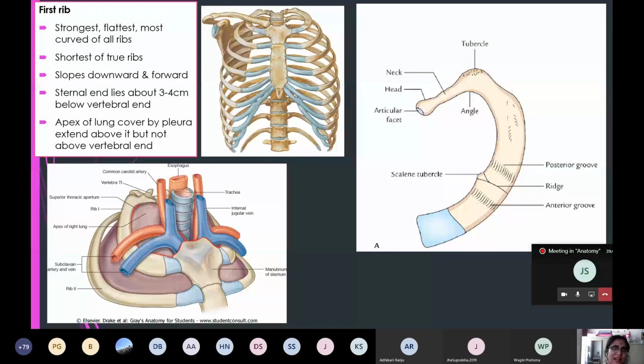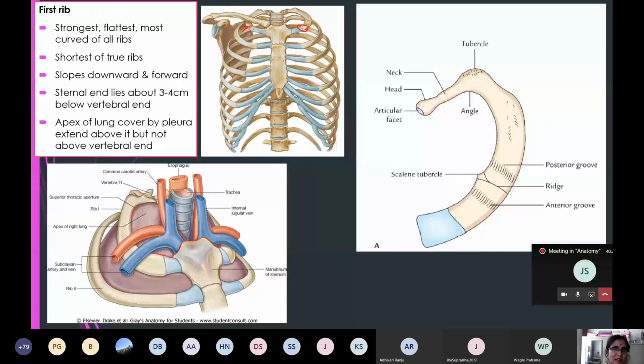What is the direction here? It is directed downward and forward. My dear students, see carefully here. This is very, very important. The sternal end lies about 3 to 4 centimeters below the, which end is this? Vertebral end. This is the vertebral end.